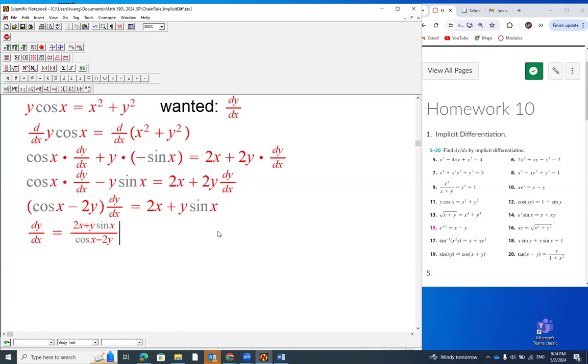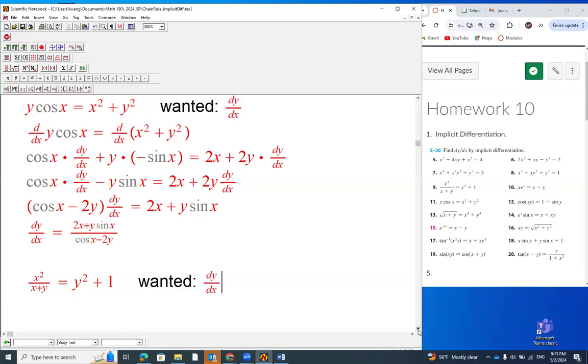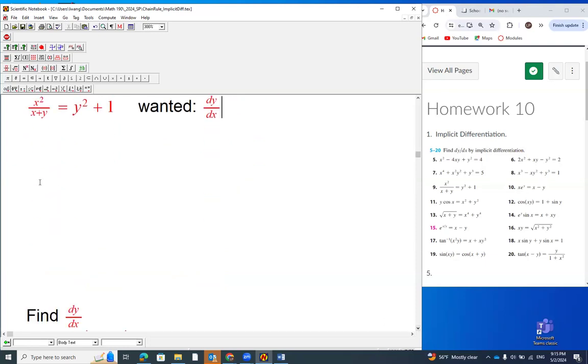But last but not least, I think we can do number 9. I hope I can make the 30 minutes cut. So we get x squared over x plus y equals y squared plus 1. And once again, we want dy/dx. This is going to be the last.